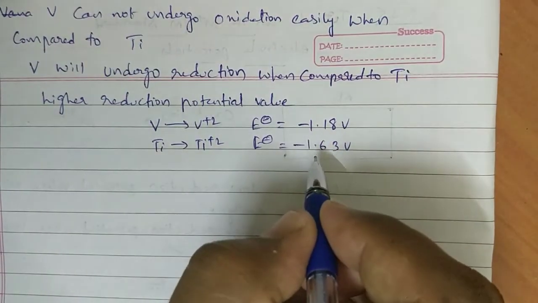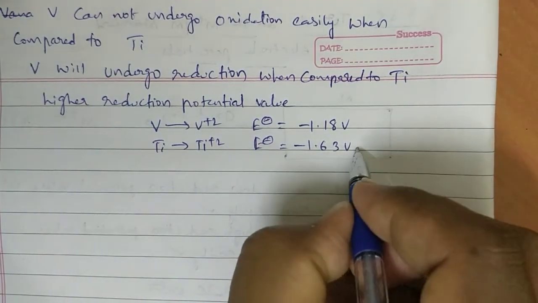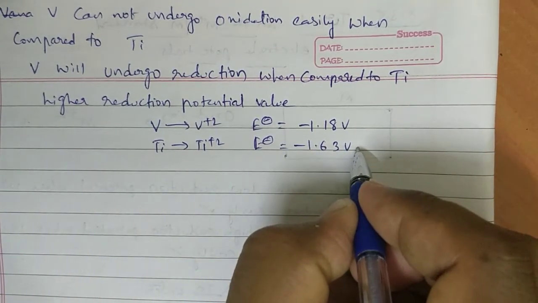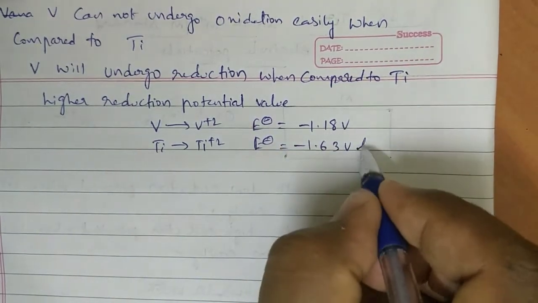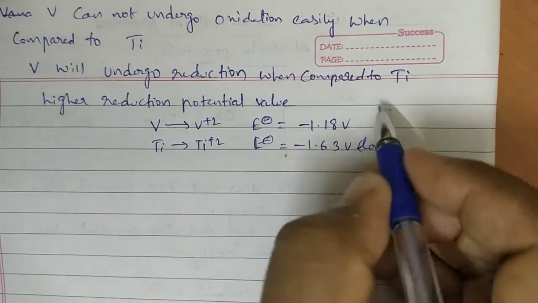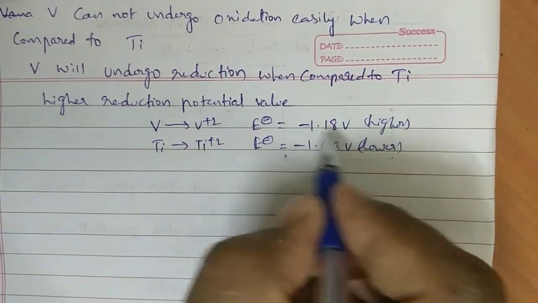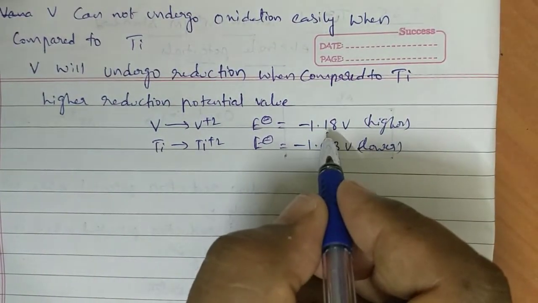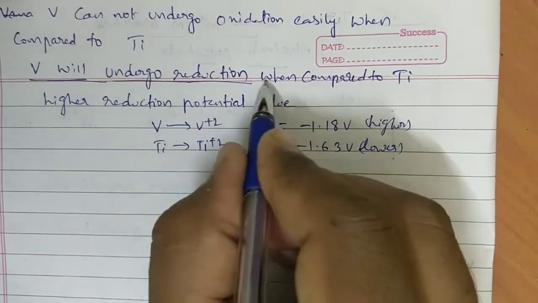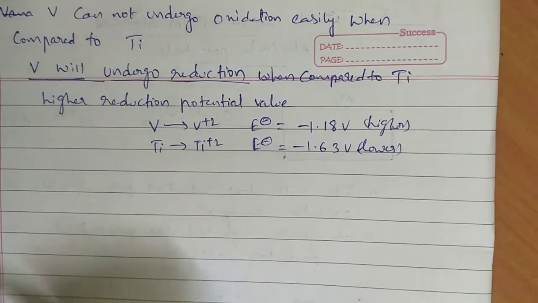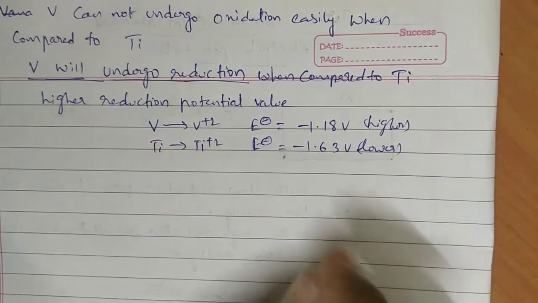Minus 1.18, minus 1.63. Which is lower value? This is lower value. When compared to vanadium and titanium, E0 value is lower for this one. Now this is higher. The one which has higher reduction potential value will undergo reduction. See, vanadium will undergo reduction when compared to titanium. See, easily we got the point.